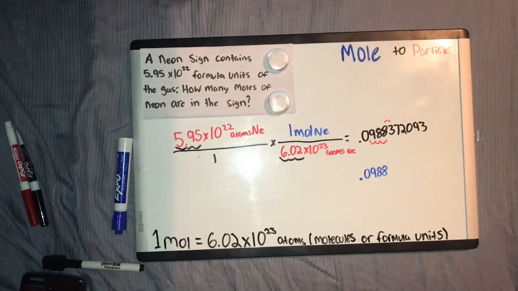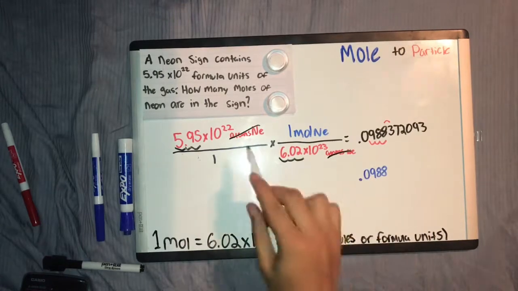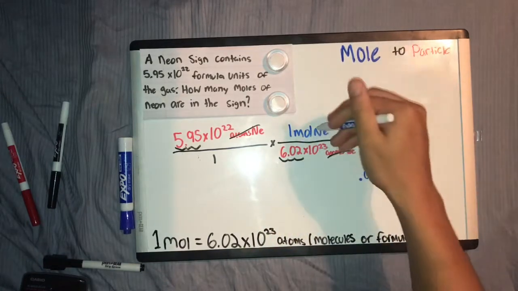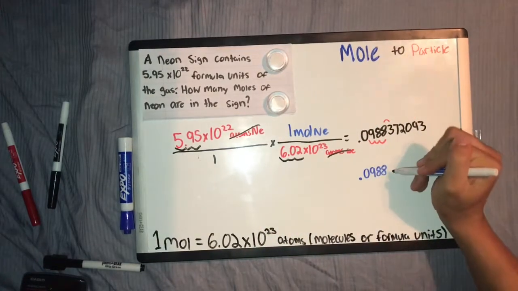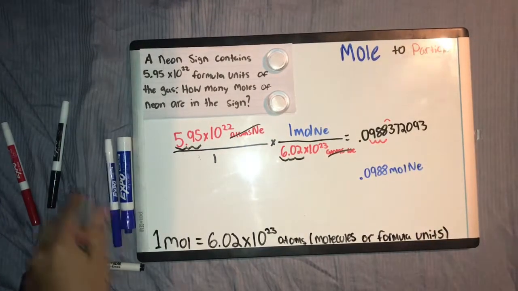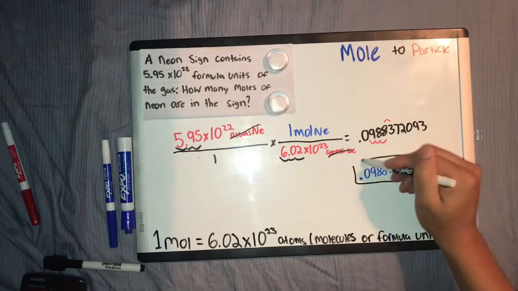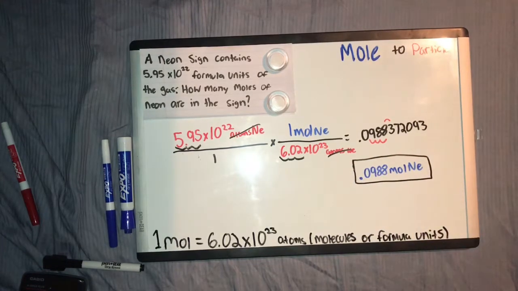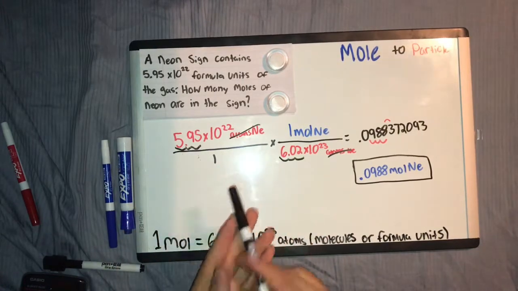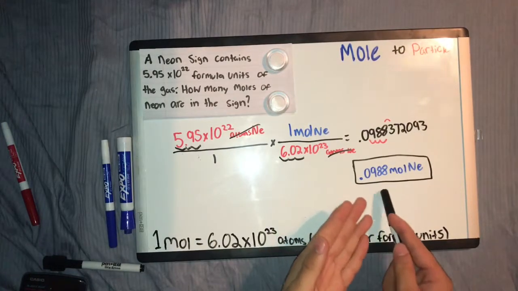0.0988, and I forgot to cancel the units out. So these cancel out since they're diagonal from each other, and the unit you are left with is moles of neon. So you're going to bring that down into your answer. So moles of neon. Alright, so that's your answer. And essentially what this is saying is 5.95 times 10 to the 22nd atoms of neon is equivalent to 0.0988 moles of neon.